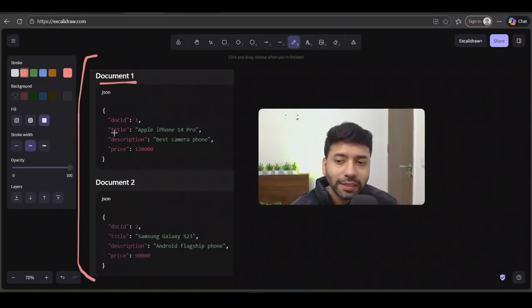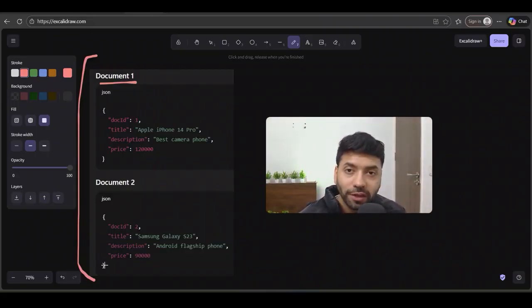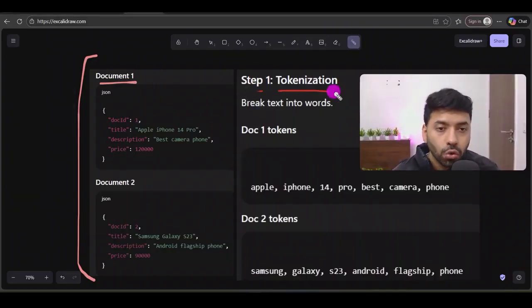So clearly you can see there are a lot of words which are present in the title and description of both of the documents. Okay, so it will create the inverted indexes from these. Now how does it form the inverted index? Let's see the process. So step one would be tokenization.